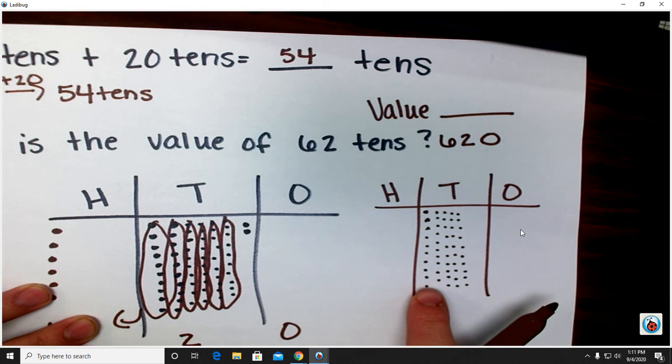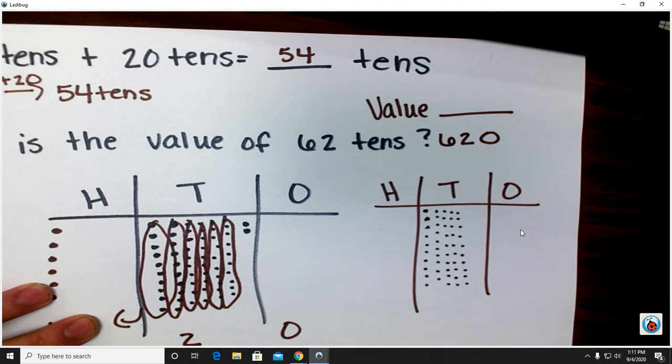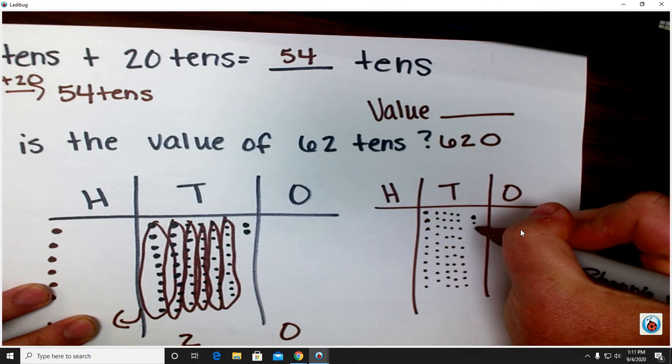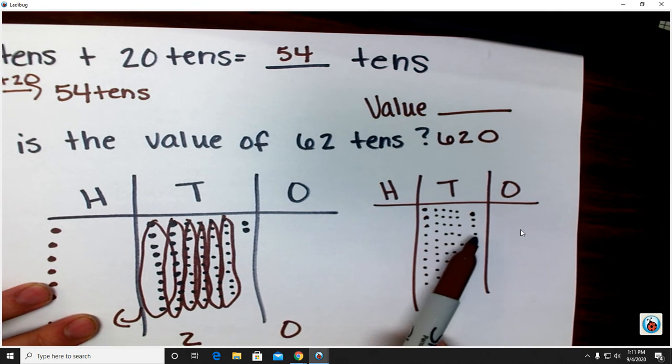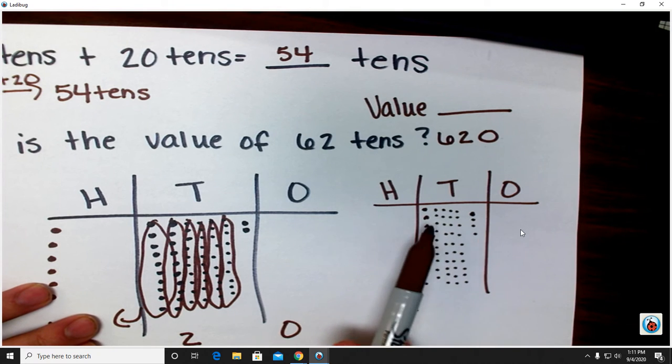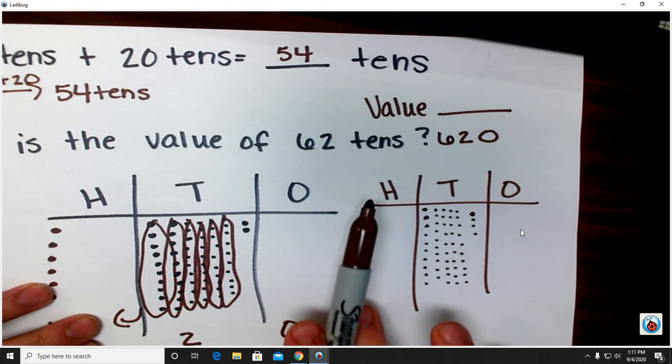So I have 10, 20, 30, 40, 50. I have my 50 tens. Now I need to add my 4 ones. 1, 2, 3, 4. So my next thing would be to look at my tens and see if I could move any over to my hundreds.